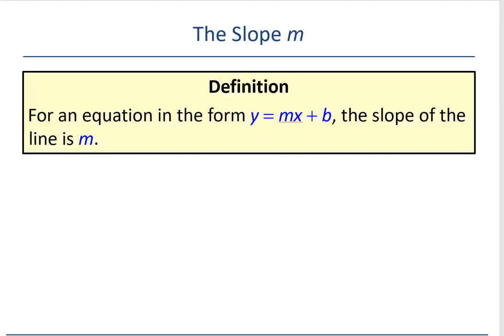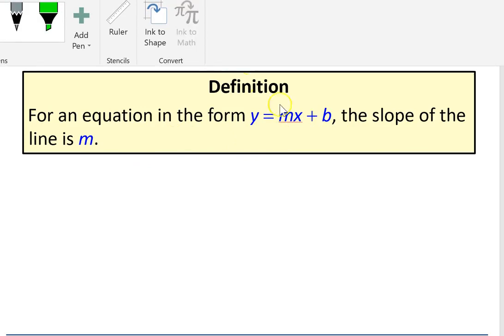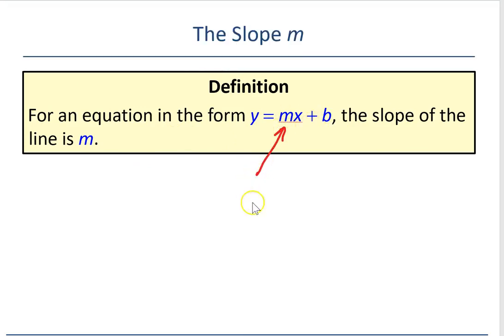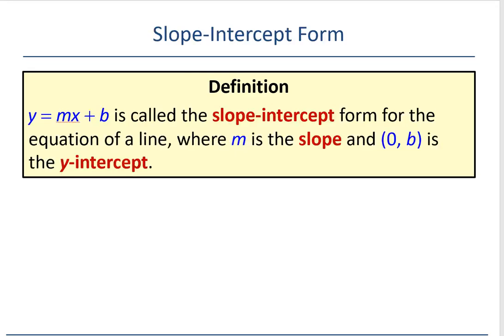Let's continue on. For an equation in the form of y equals mx plus b, the slope of the line is m. So that m is your slope. Everything that we've been finding, you will plug in right there. Continuing on with the definition: y equals mx plus b is called slope-intercept form for the equation of a line, where m is the slope and 0, b is the y-intercept. Remember, wherever there's a y-intercept, it's always where x equals 0.